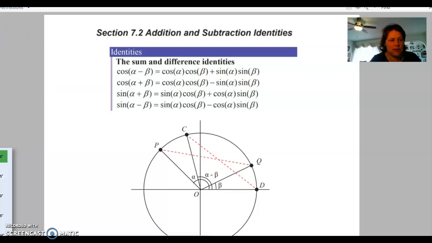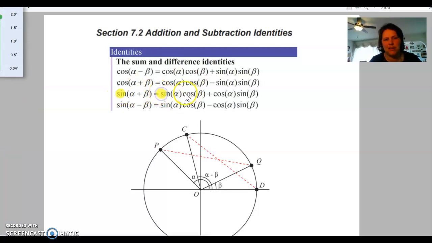Then on to sine. What you notice about the sine function is that it's the trig functions that are messed up. So now we have sine equals sine cosine, cosine sine. What do you notice about the sign now? If it's plus here, it's still plus in here. So for sine, just remember the sign is the same, but it is those trig functions that are mixed up, right? So sine starts with sine and ends with sine.